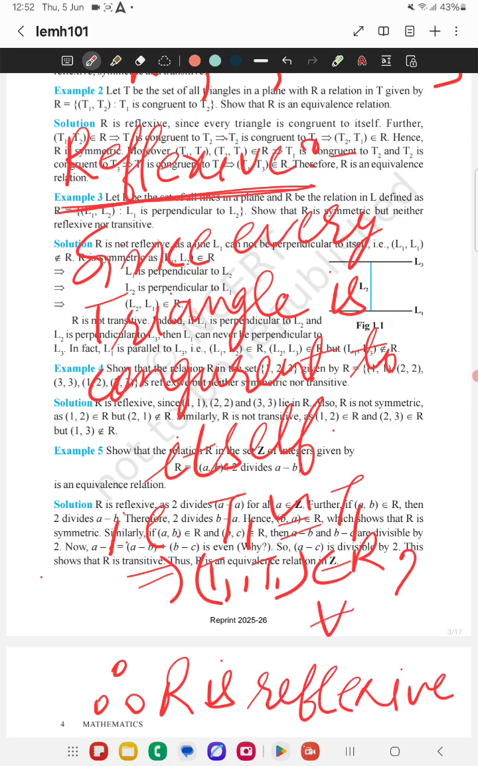Here you will write for all T1 belongs to the set T. So this is how you have to write the case of reflexivity. Since every triangle is congruent to itself, that is T1 is congruent to T1, this implies (T1, T1) belongs to R, for all T1 belongs to T. Therefore R is reflexive. I hope it is clear.